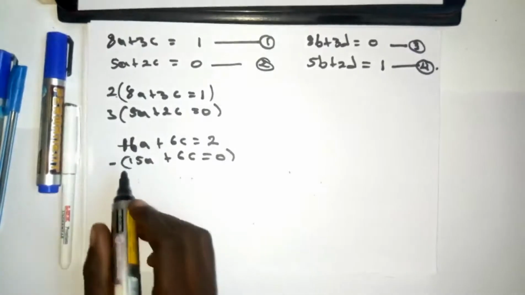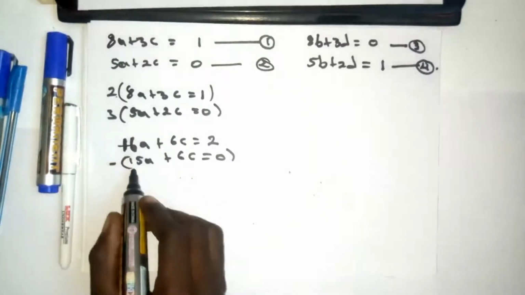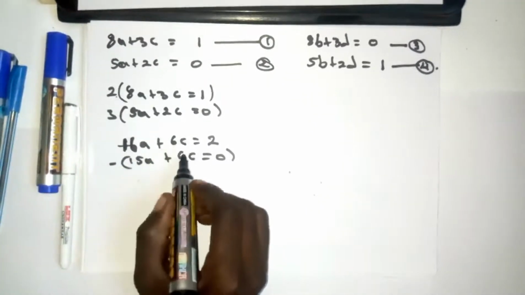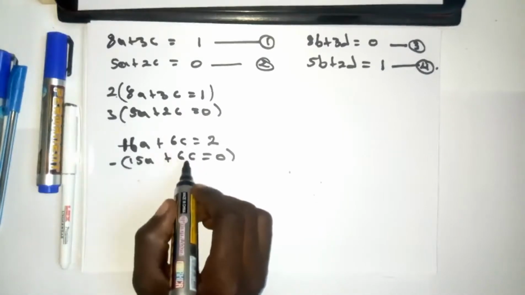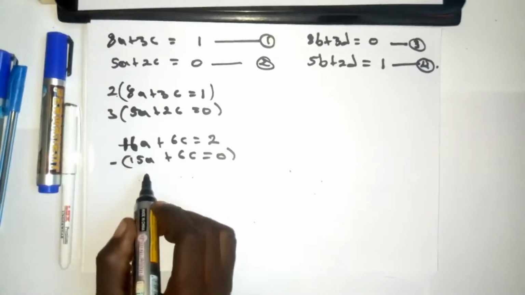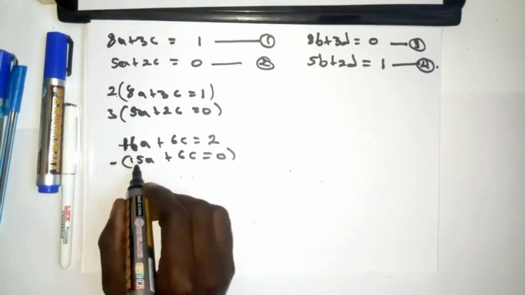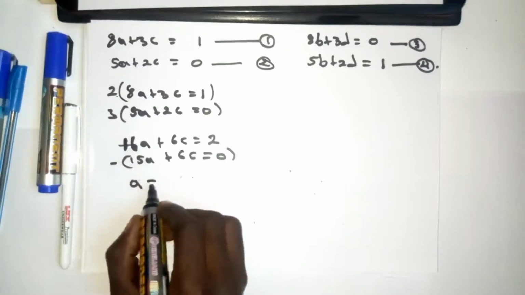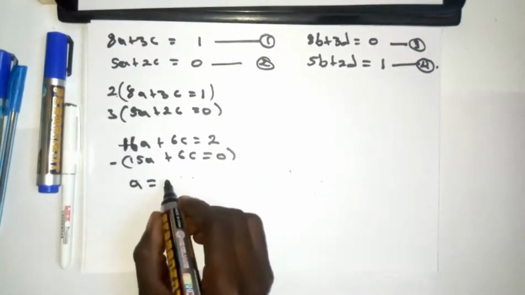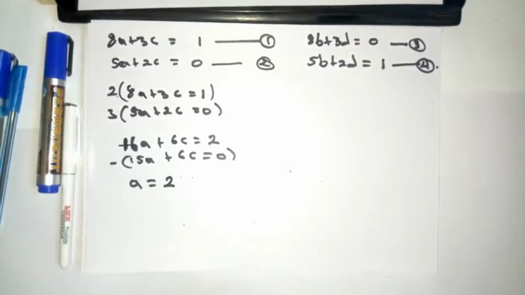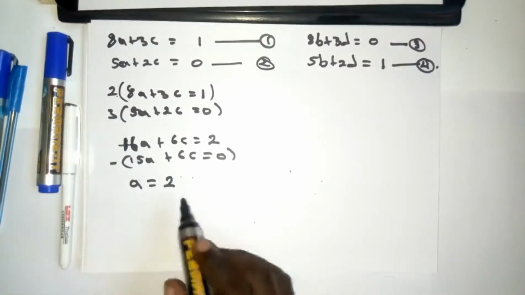Okay, then if I'm to subtract this minus this, you can see that 6c is going to subtract 6c, and I will have a 0. So I will remain with a only. So I'm going to have 16a minus 15a should give me 2 minus a 0, which is going to be a 2. Then I get this 2 here.